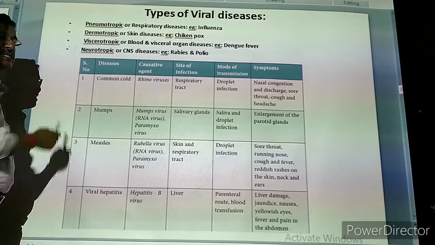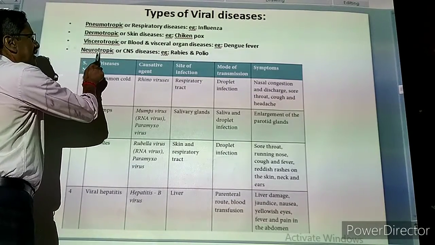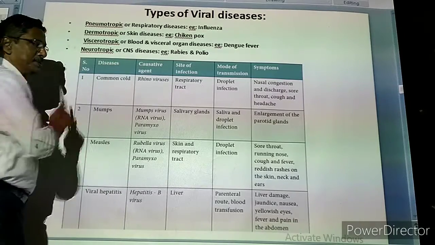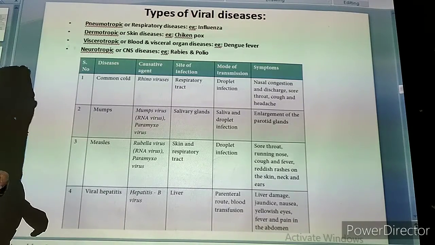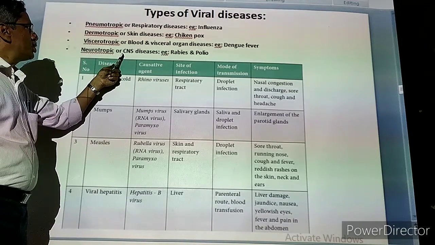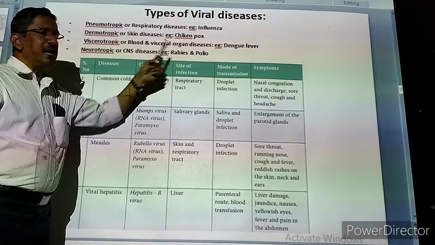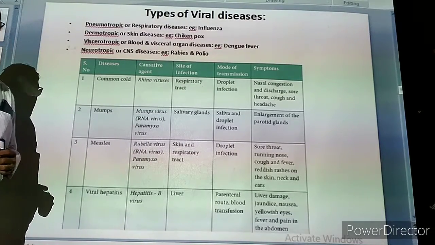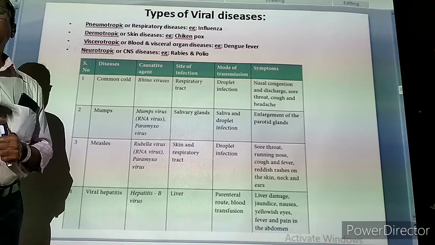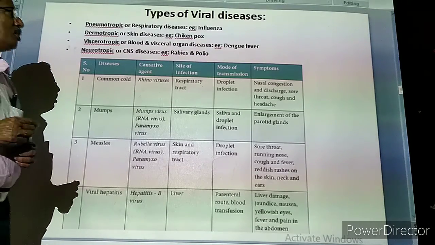Neurotropic. Here, neuro means nervous system. These viruses attack the central nervous system. Central nervous system means the brain and the spinal cord. They attack the brain and spinal cord. As a result of it, CNS diseases will be there. Example, rabies. Rabies is caused by viruses. They are transmitted from dog to human at the time of a dog bite.